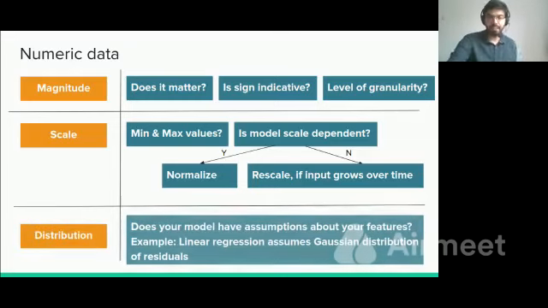Distribution of your numeric data, and basically questions like, does your model have assumptions about your features? And the most popular example here is that linear regression assumes Gaussian distribution of your residuals, of your prediction errors. And in that case, are you making sure that your numeric data, your data distribution, is in line with your model assumption, right? So these are questions that you ask of your data set. You look at the data set, and then you ask these questions.